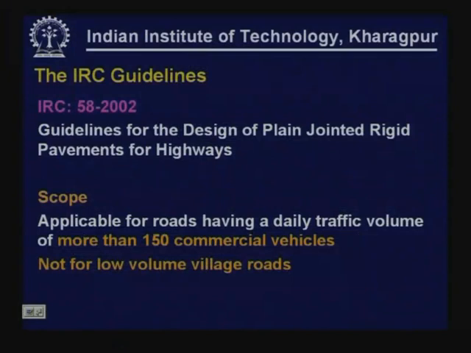The scope of these guidelines is that they are applicable for roads having a daily traffic volume of more than 150 commercial vehicles per day. Obviously, these guidelines are not applicable for low volume village roads. We understand what a commercial vehicle is: we are referring to trucks and other commercial vehicles which carry commercial goods. Buses can also come into this category. So, if the traffic intensity per day is more than 150, the design thicknesses given by these guidelines will be applicable only for that type of roads.